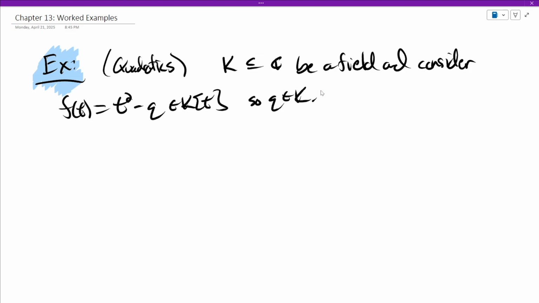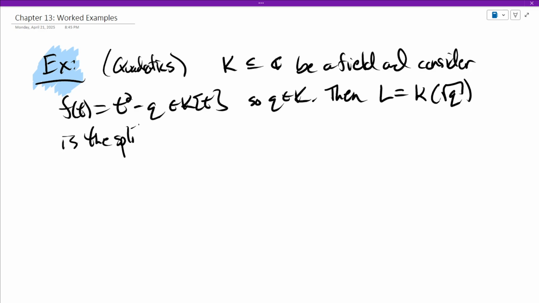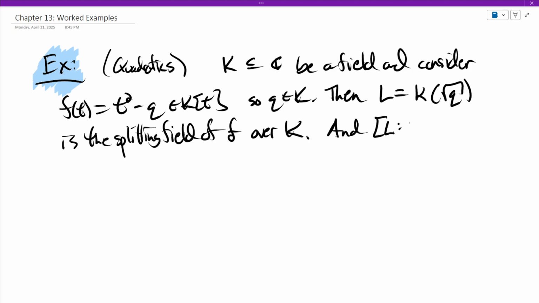All right. Then we can look at the splitting field of that polynomial. So what should the splitting field be? Well, if we add in the square root of q, we'll get minus the square root of q as well. And so this will be the splitting field of f. All right. Now the degree of this extension is certainly 2, right? It's a quadratic extension.